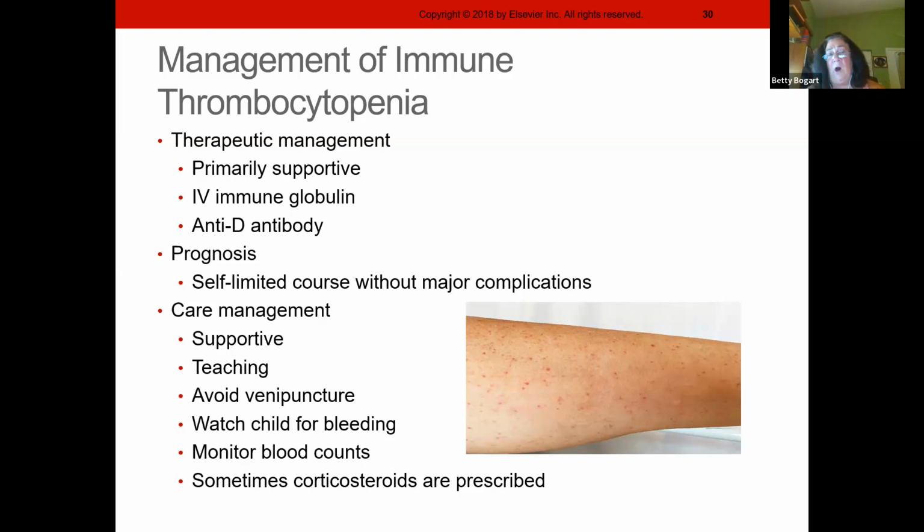So it is watching for bleeding. And those are the things that you will do for ITP. You don't transfuse platelets usually, unless they're low. You can. Usually we want the body to try to make them itself.